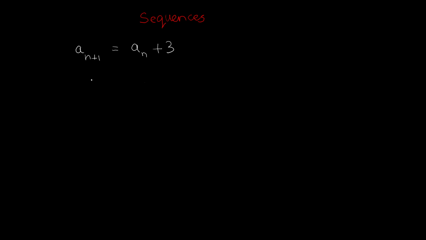Another example could be, and we may have a sequence like this. In general, there are four types of sequences beyond AP and GP.